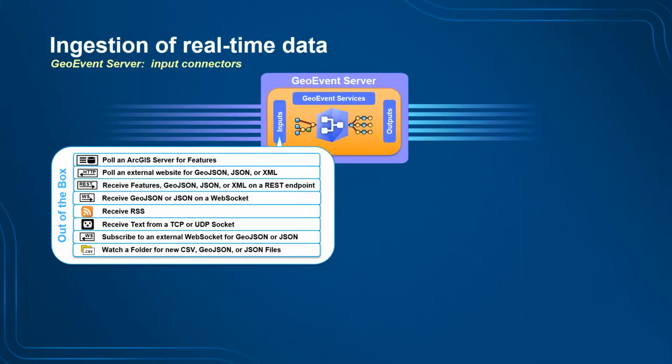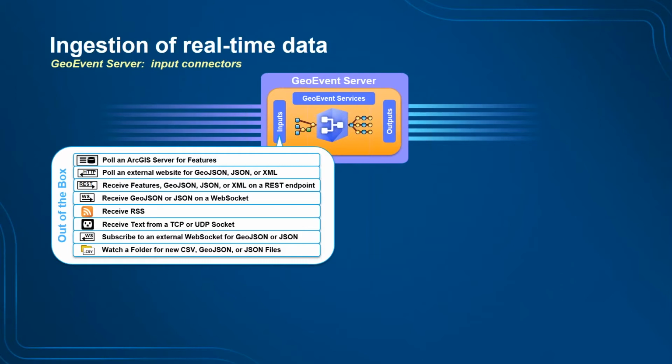So let's take a look at each one of those in a little bit more detail, starting with input connectors. Now, the role of an input connector is to translate incoming streams of data into discrete messages called GeoEvents. The connector that you choose to use to bring data in is going to be entirely dependent on where the data resides outside of the server and what format it's in. So we have a connector, for example, that will watch a folder for new files, and those files might be JSON or CSV or what have you. We can also set up connectors to poll external websites for JSON or XML data that is there.